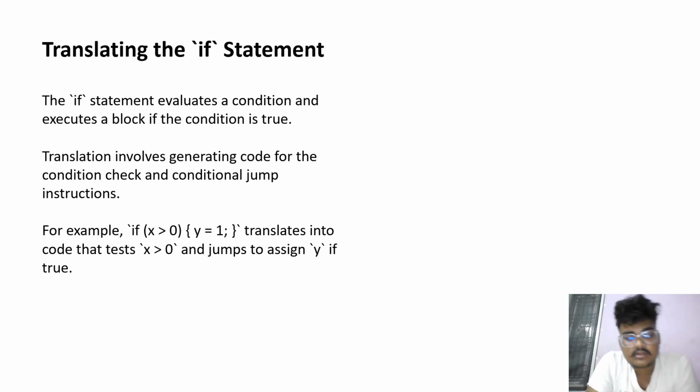What this essentially means is every if statement is used when you check a particular statement, and if the statement is true, then you put another statement into action. If the statement is not true, then you won't put it into action. So you can create a condition, and you can use that condition to control the flow of the program. Just like that, we use: if x is greater than 0, then y is equal to 1. If it is not, then y is not set to 1, so we don't put an action to it. This is what is translated into simple language by showing that x is greater than 0 and jumps to assign y if true.